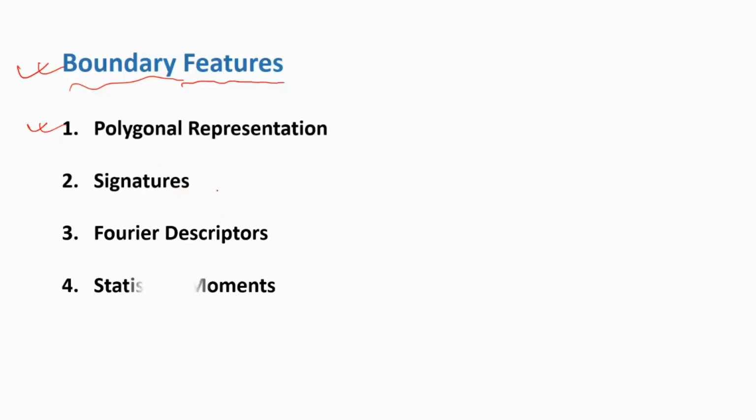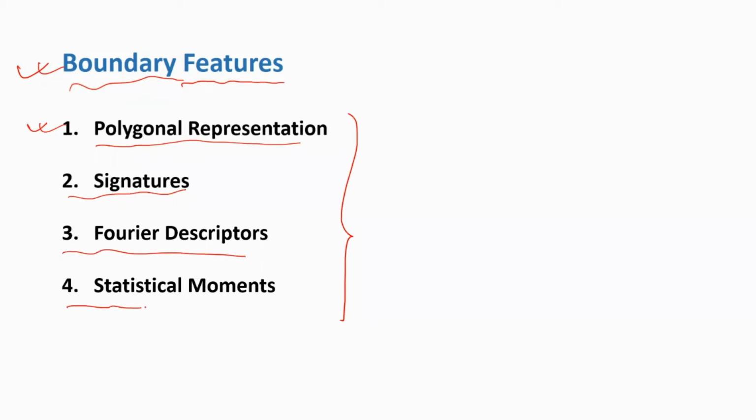Let's talk first about boundary features, of shape features. In boundary features, we can extract the features by different methods. One of the methods is polygonal representation. Another method is signatures. Another method is Fourier descriptors, and the final one is statistical moments. We will look into each and every method in detail: how we can extract the features using polygonal representation, signatures, Fourier descriptors, and statistical moments. Let's start with polygon representation.